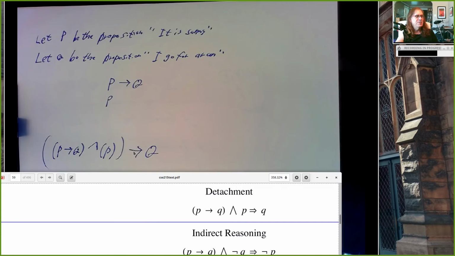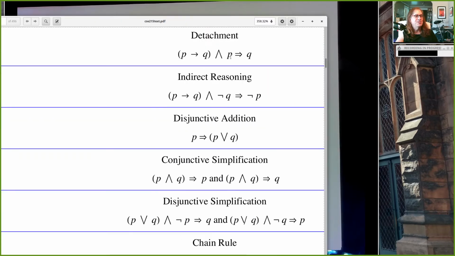But if I used a single arrow here, I'd have to put parentheses around this statement. Otherwise, I don't know if this is P arrow Q implies P, or P arrow Q implies P arrow Q, and so on. So in the book, you'll see this double arrow to basically say, given all of this stuff on the left, if all of that, then this stuff on the right.